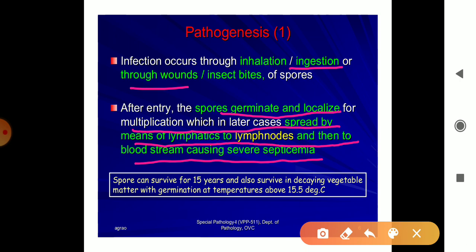In a study we have found the bacterial spore can survive for 15 years, very important, and can also survive in decaying vegetable matter with germination at a temperature of 15.5 degrees centigrade. So if leftover vegetables are kept at 15.5 degrees centigrade, then this bacteria have a very good chance to proliferate.